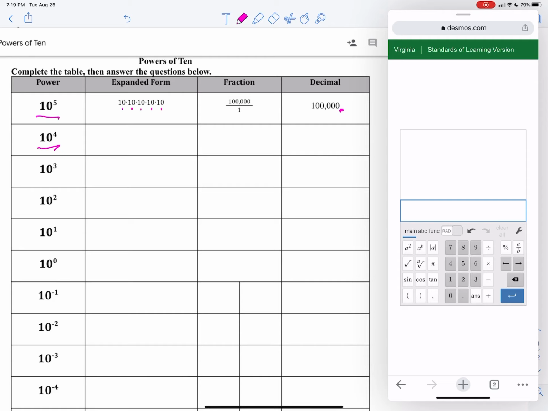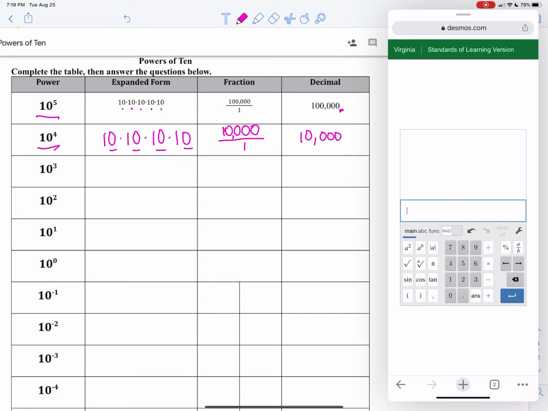So the next one is 10 to the 4th power. So that means it would be 10 times 10 times 10 times 10. So then we're going to have a 1 and 1, 2, 3, 4 zeros. So that would be 10,000 over 1 is our fraction, and then as a decimal, it's just 10,000.